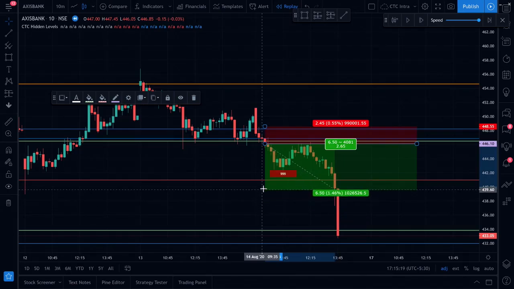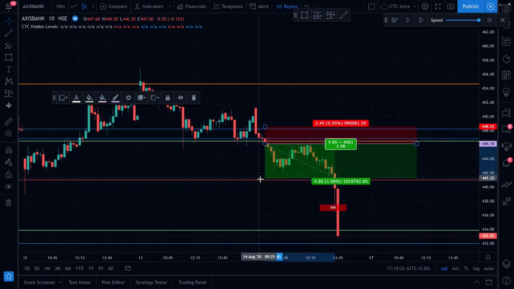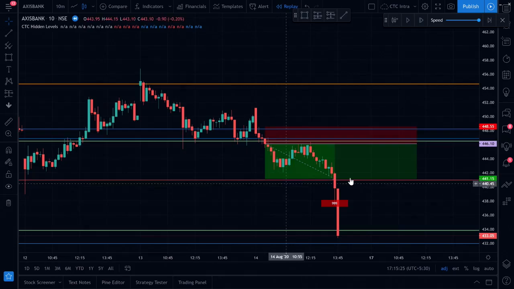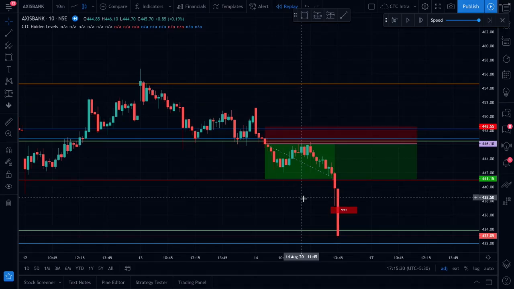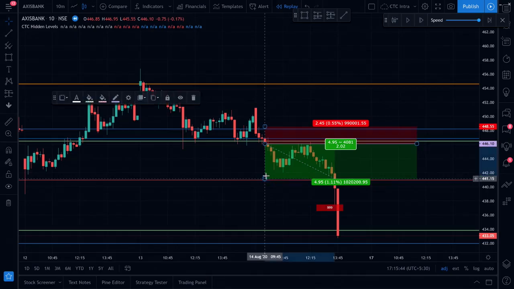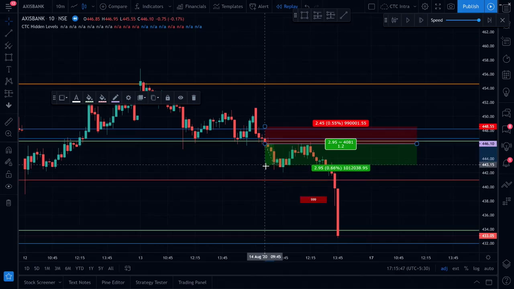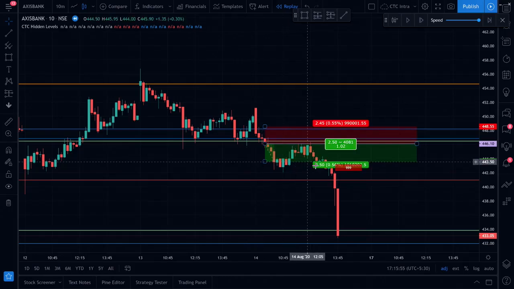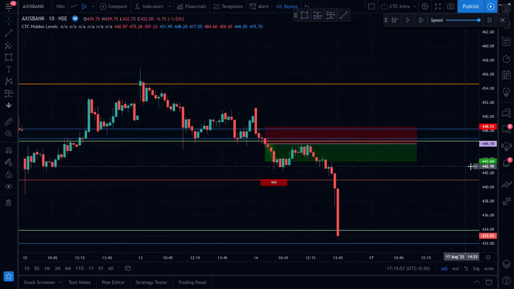Now when the price moves 4.9 points here, touches this point, that is 441, then I will trail my stop loss to 1R. What is 1R? 2.45 rupees, that is the risk amount. So I will trail my stop loss to this level. When the price hits 441, I will trail my stop loss to this 2.45. It is 2.5, but it's okay, at 443.6.